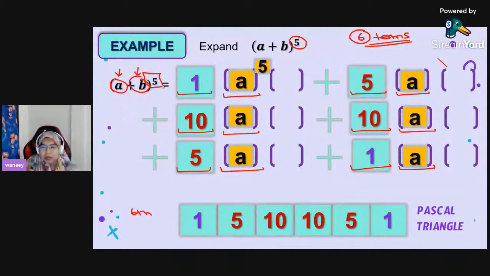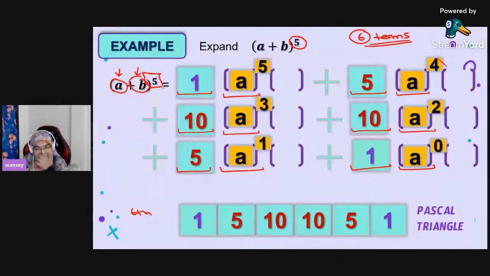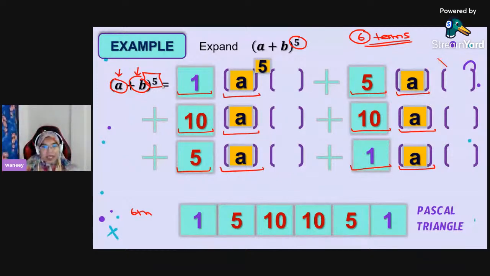And then you deduct 1 each time: 4, then 3, 2, 1, 0. Always make sure you start with the highest power, which is n, and finish at 0. Mesti habis dekat 0 punya. If not, then there is something wrong with your term. Dia mesti start dengan highest power and the last one need to be 0. Again, we start with the highest power, 5, and keep subtracting 1: 4, 3, 2, 1, 0.